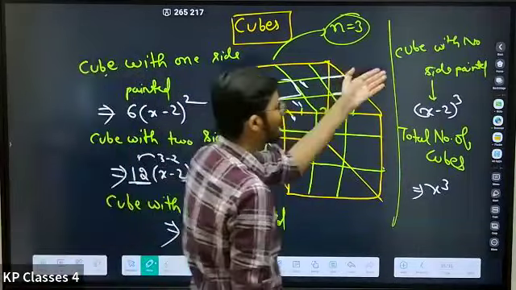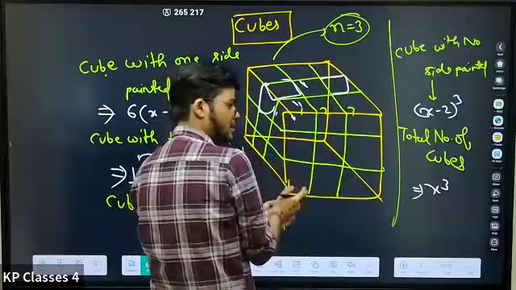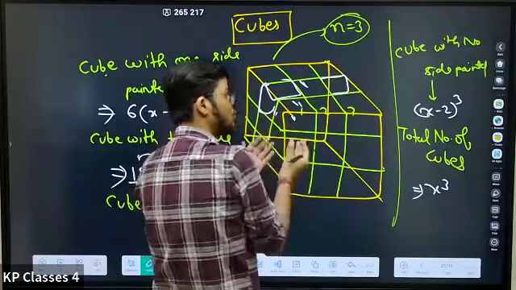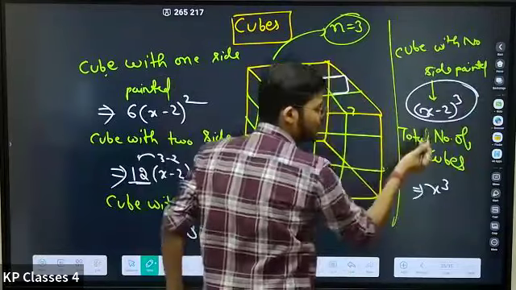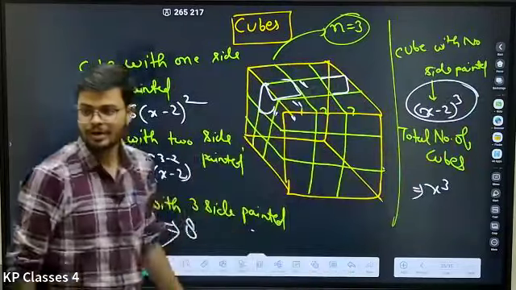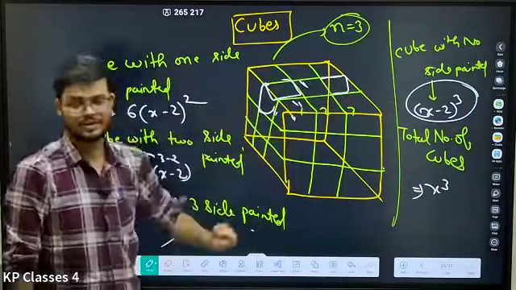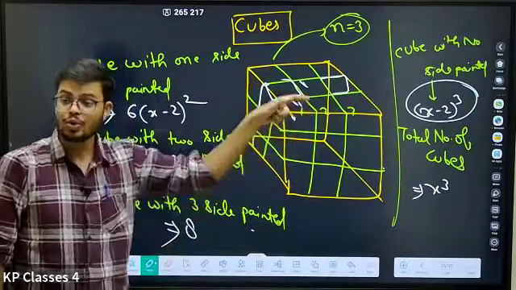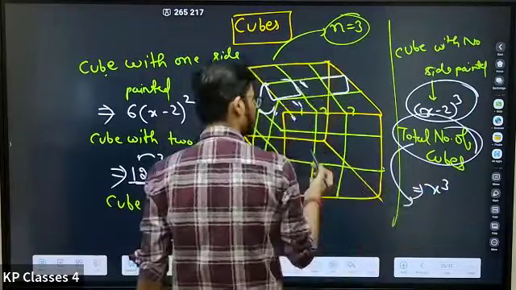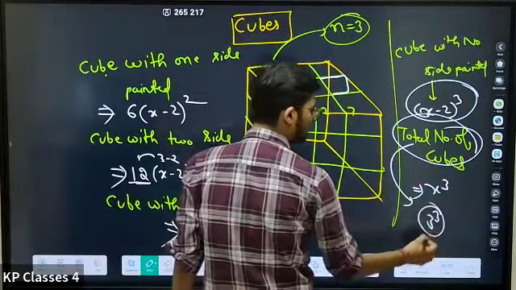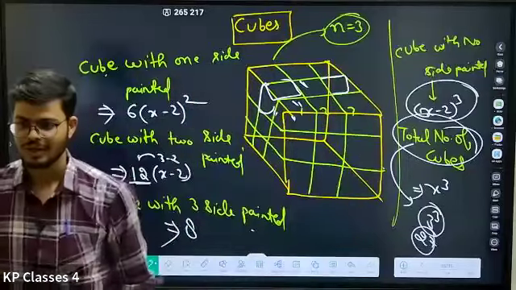With respect to cubes having no side painted, we need to find those cubes which are not in the upper layer, because any surface on the upper layer will be painted. So we need to count the cubes in the inner layer. So (x minus 2) to the whole cube, (3 minus 2) to the power 3 gives the answer as 1. So only one cube will be there, which is in between. That is how we find the unpainted cubes. Total number of cubes will be x cube, 3 to the power 3. Total 27 cubes are there, 1, 2, 3, 4, if I dismantle it all.